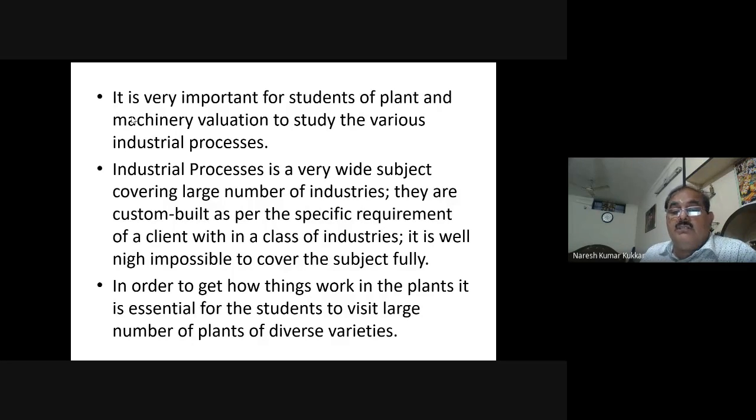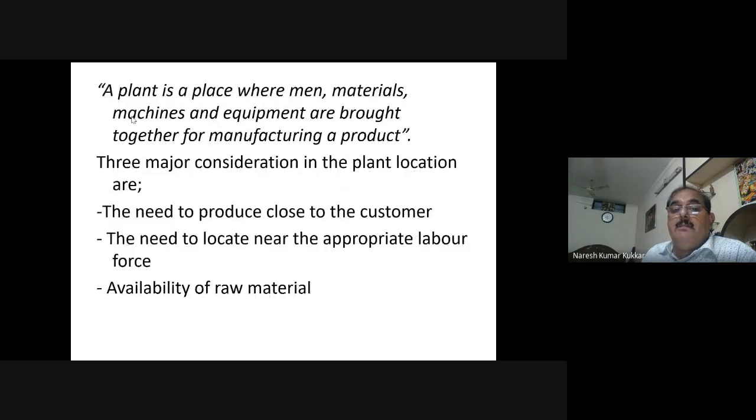In order to understand how things work in the plants, it's essential for the student to visit a large number of plants of diverse varieties. What is a plant? A plant is a place where men, materials, machines, and equipment are brought together for manufacturing a product. This is the basic thing we should keep in mind. Men, material, machine, and equipment are brought together for manufacturing a product.